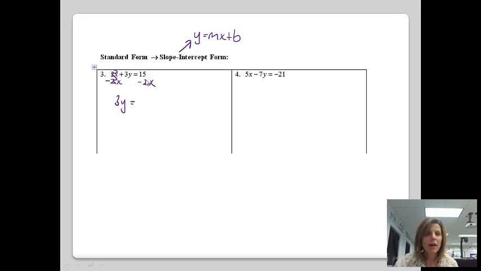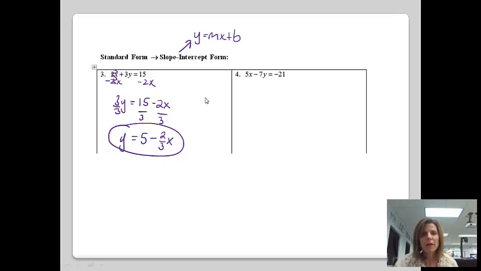I'll get 3y equals, I cannot put these together because they're not like terms, so we'll just put 15 minus 2x, and then to get rid of the 3, we'll divide all three parts by the 3. So we'll get y equals 15 divided by 3 is 5. Bring down that minus sign. 2/3 does not reduce nicely, so we'll just leave it as 2/3, and then we are done. And again, we usually from there graph it.